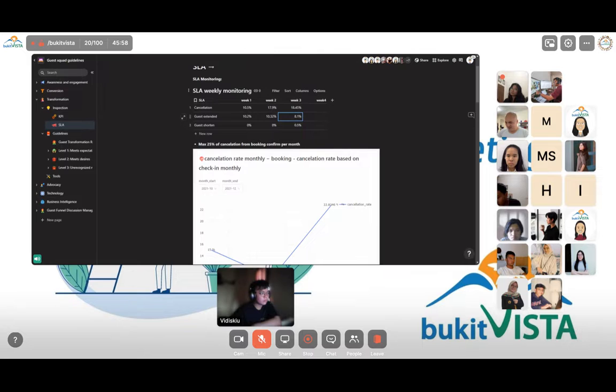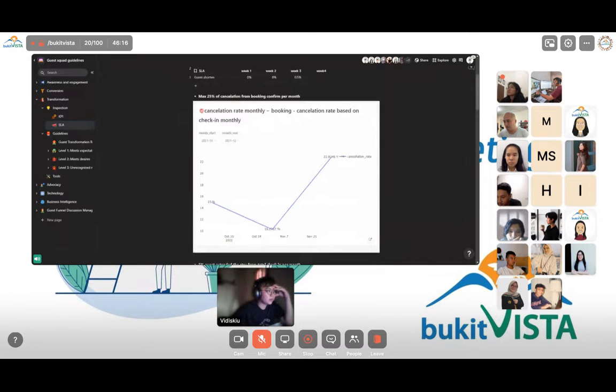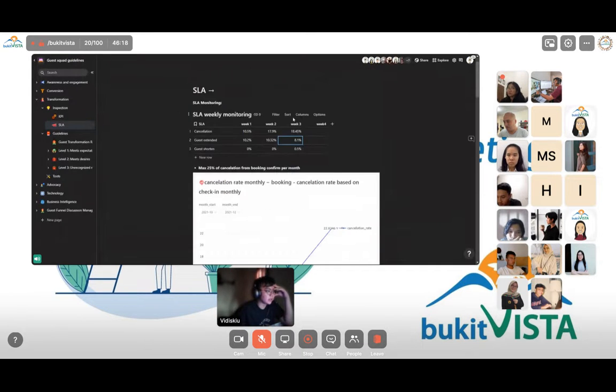And the guest shorten is increasing by 0.5%, because one guest shortened because they want to move to Ubud. Okay, so in general, still within 5% guest extended. Yes, it's still within the SLA itself.